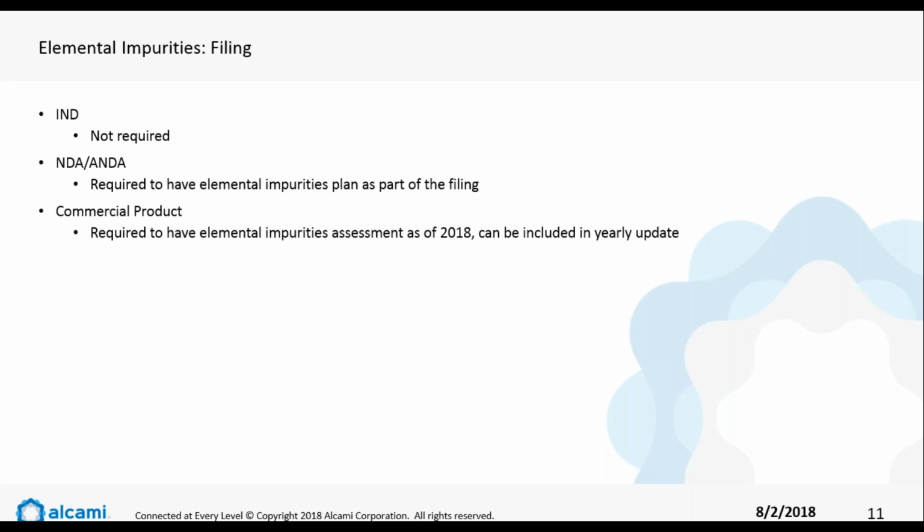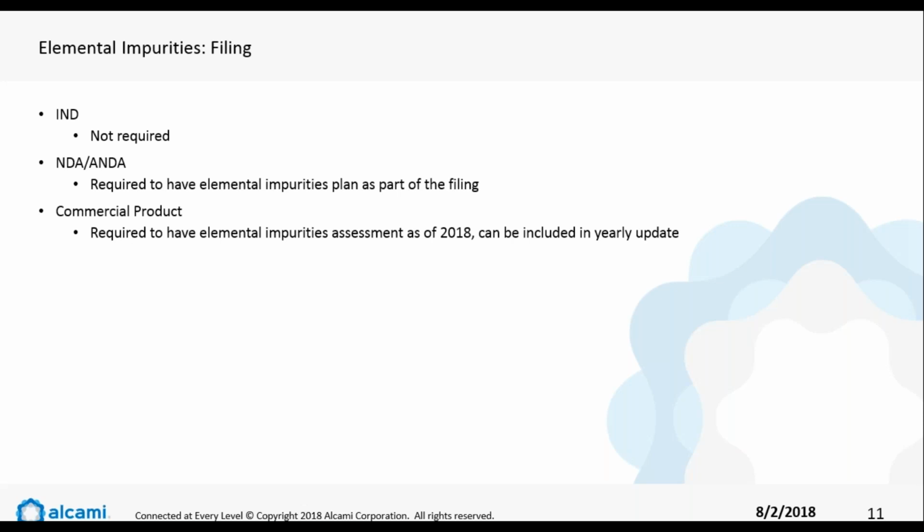So for filing, early phase work, so IND filing, it's not required to have elemental impurities assessed. We'll talk a little bit about some of our offerings, and maybe in those early stages, it may be useful to get a feel for how many elemental impurities may be present, but you don't need to have validated methods or anything at that point. When you reach your NDA, ANDA filing, it is required that you be compliant with this elemental impurities regulation. You need to have either your filing report, your risk assessment completed, or your plan to test and how you will maintain control whenever manufacturing.